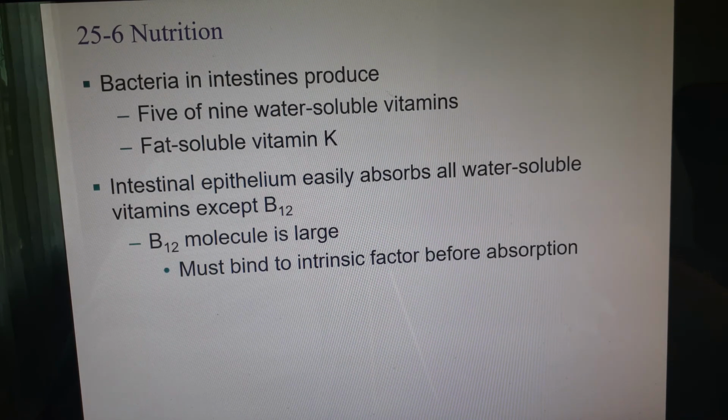Now, we rely on our intestinal bacteria to make some of our vitamins and get them out of our food for us. 5 of the 9 water-soluble vitamins are contributed to by the bacteria in our guts, and including the fat-soluble vitamin K as a 6th one. We can absorb all the water-soluble vitamins except B12 through our intestines. But B12 is so big, we have to bind it to an intrinsic factor before we can absorb it.